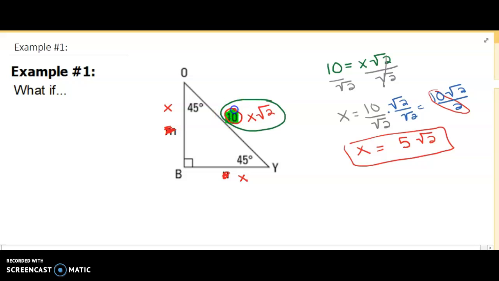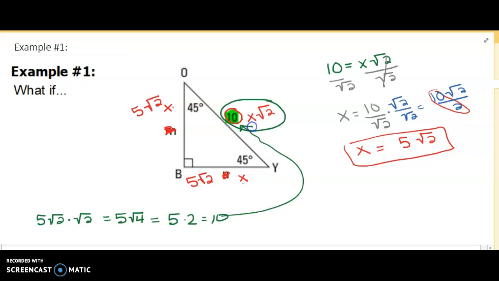So if this is 10, then this side has to be 5 square root of 2, and this side here has to be 5 square root of 2. Okay, and like we said, the hypotenuse is always the leg times the square root of 2. So just to double check ourselves, you can say 5 square root of 2 times the square root of 2, which would be 5 square root of 4. Square root of 4 is 2, so 5 times 2 is 10. And that's exactly what we had.